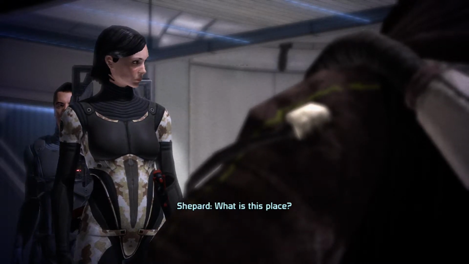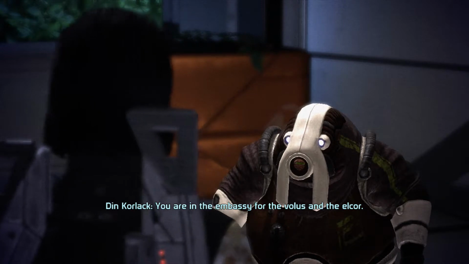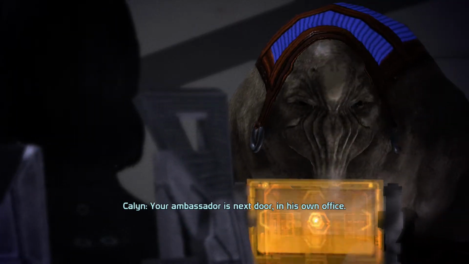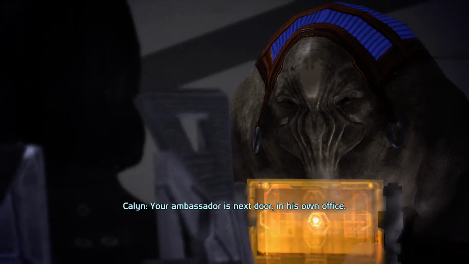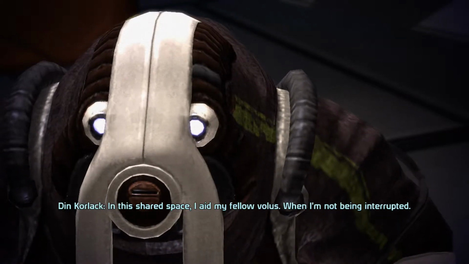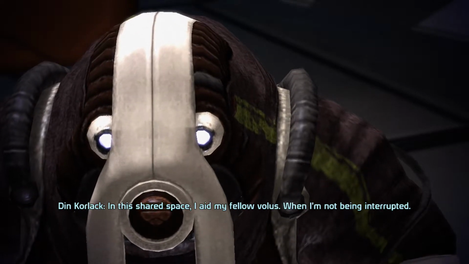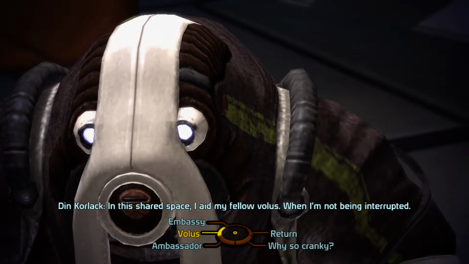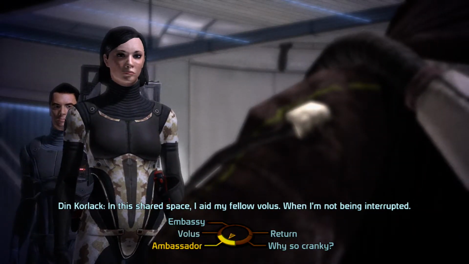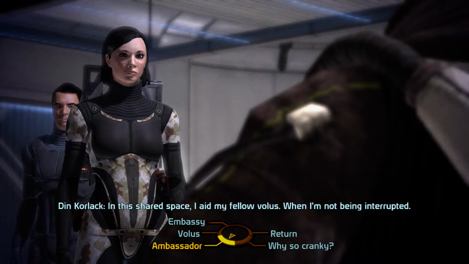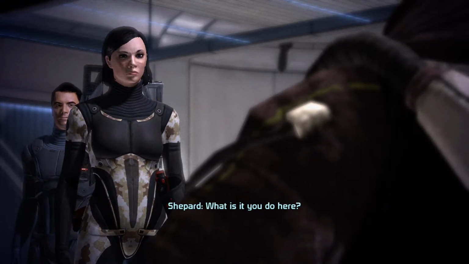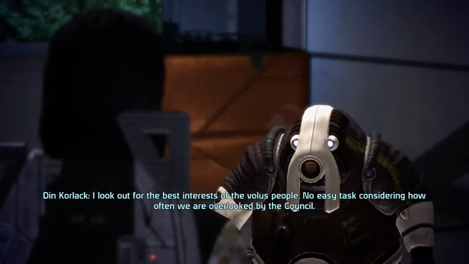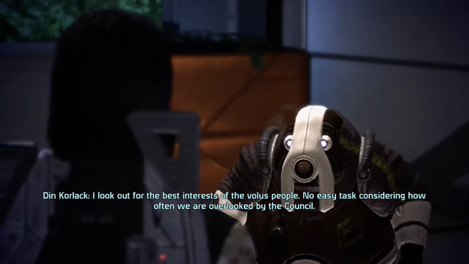What is this place? You are in the embassy for the Volus and the Elcor. Your ambassador is next door, in his own office. In this shared space, I aid my fellow Volus when I'm not being interrupted. What is it you do here? I look out for the best interests of the Volus people. No easy task considering how often we are overlooked by the Council.